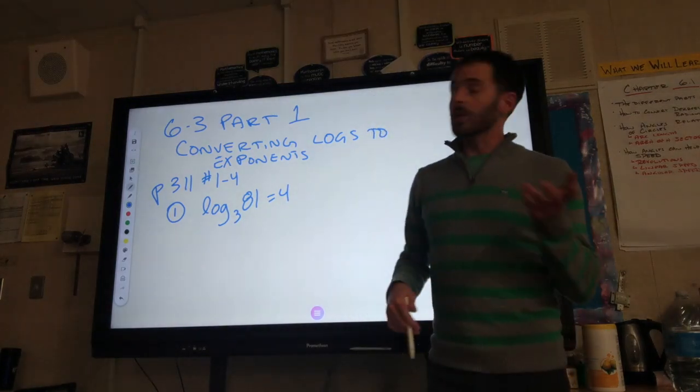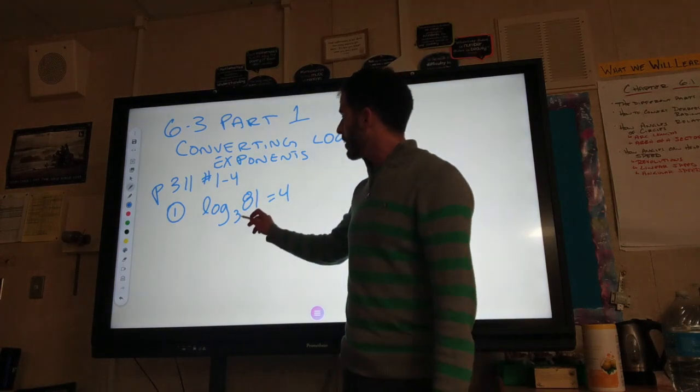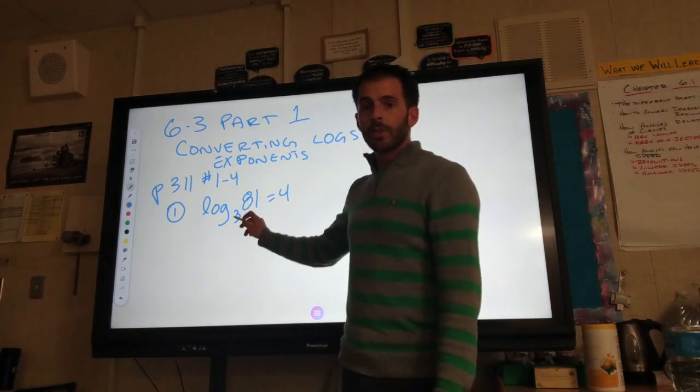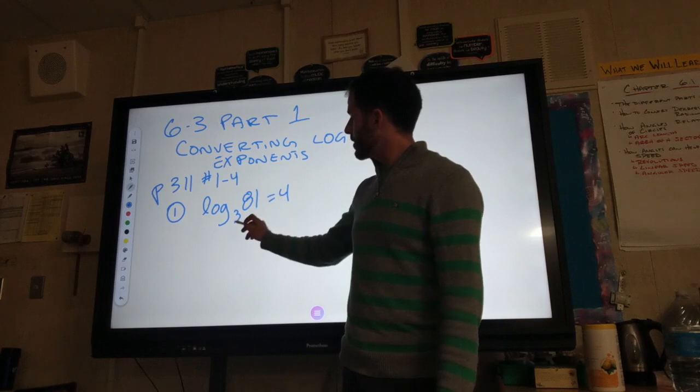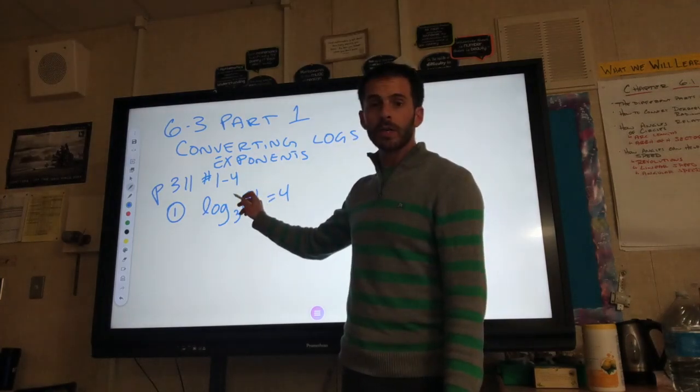Now, again, it actually is a question. 3 to what power equals 81? Well, 3 to the 4th power equals 81.